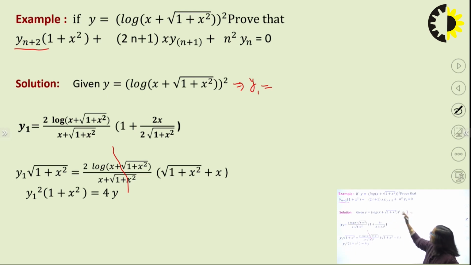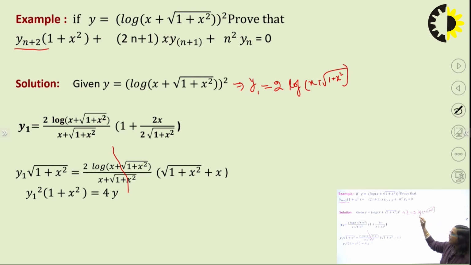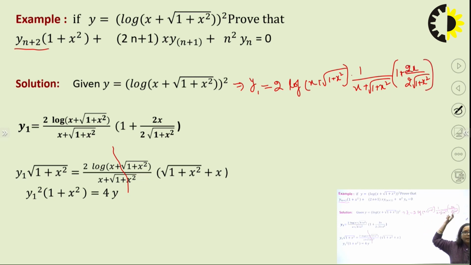First taking the whole square, it is 2 log of x plus under root 1 plus x square, into the derivative of the log function, which is 1 upon x plus under root 1 plus x square, into the derivative of this function of x, which is 1 plus 1 by 2 under root 1 plus x square into 2x. So this is the derivative of y, which is this long expression.